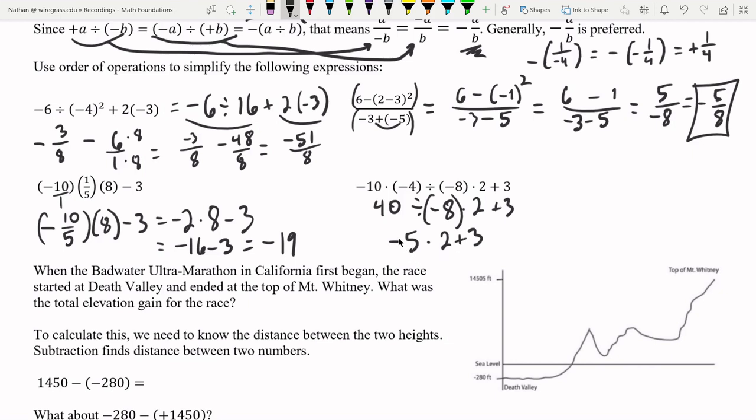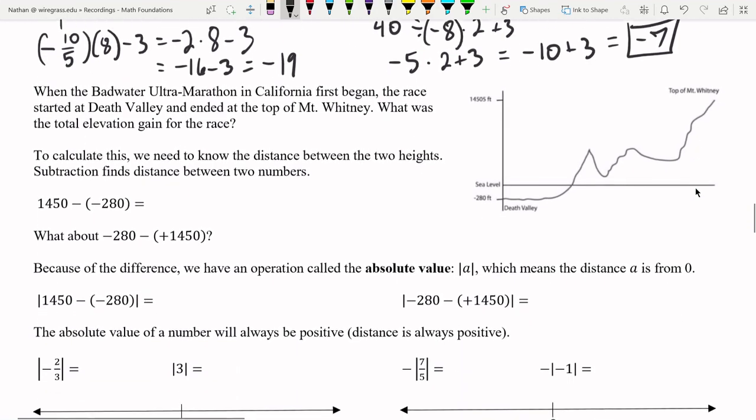Now I can do this. Negative 5, this was positive divided by negative is negative. Negative 5 times positive 2 is going to be negative 10. And negative 10, we start at negative 10. We go right 3 units. That's going to be negative 7 as our final answer there.